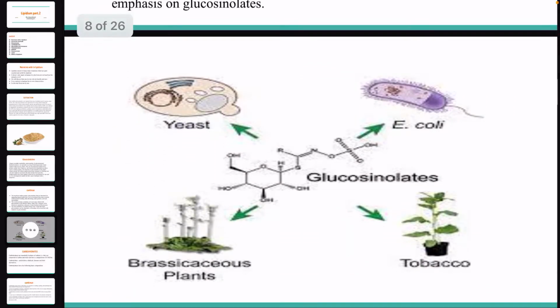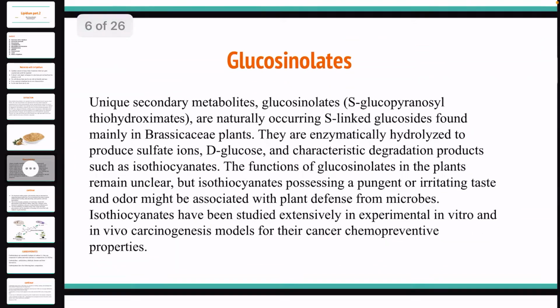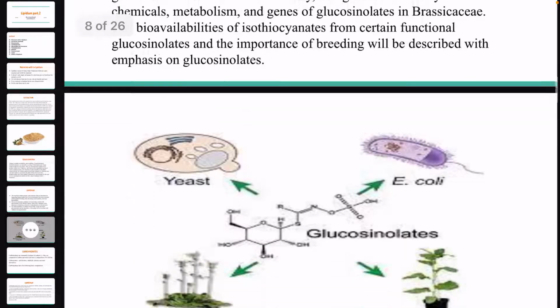In these pictures we can see that glucosinolates can be used in yeast, E. coli, which is a bacteria, and Brassica plants. In the production of Brassica plants, glucosinolates are essential, and also in the production of tobacco, as we have seen in this slide, and it is also used in carcinogen models.